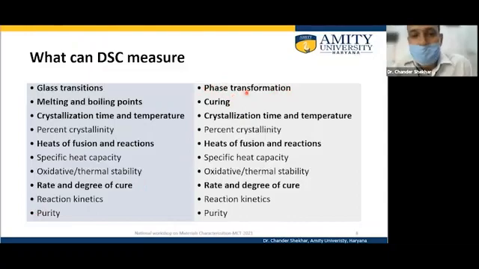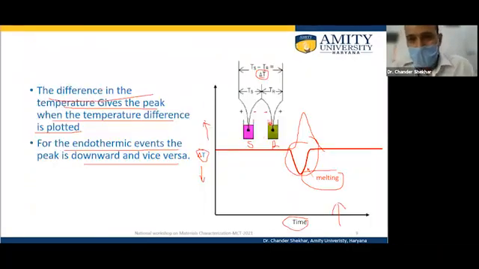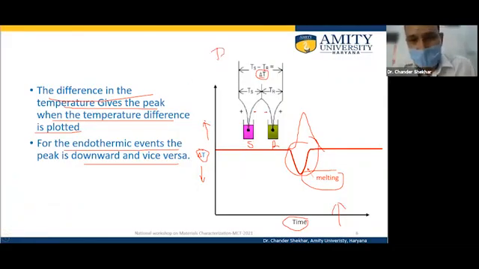There are phase transformations. Now, what are the different types of DSC instruments? Look at the DSC instrument as such. There is the heat flux DSC. If I go back to the earlier slide, we had delta T on the y-axis. The thermogram is the graph that gives you information about the thermal event occurring in the sample. If it is delta T versus temperature or time, then this is known as the thermogram for DTA.